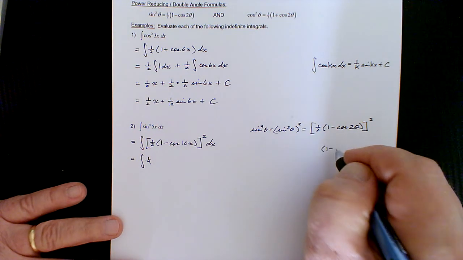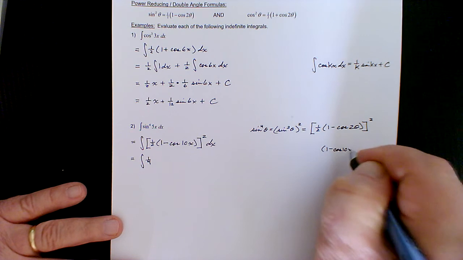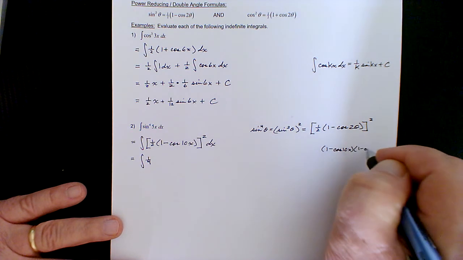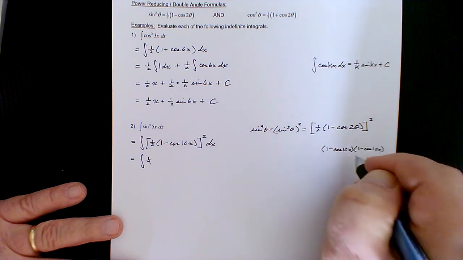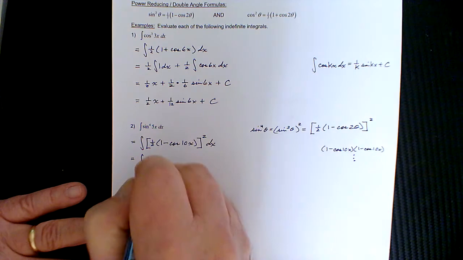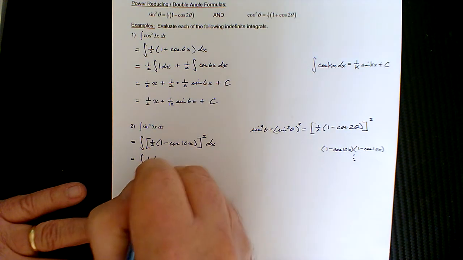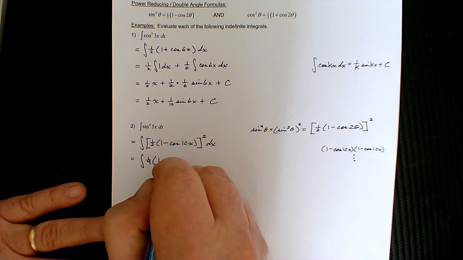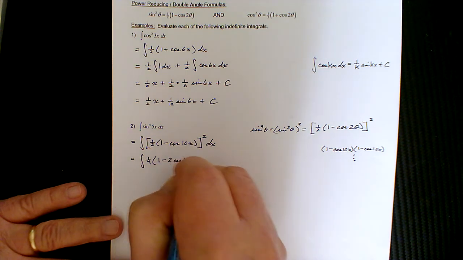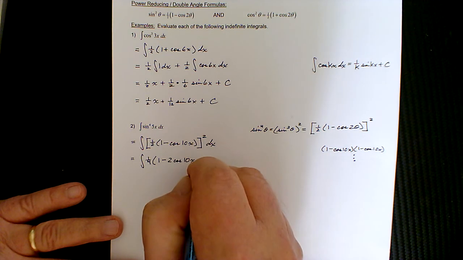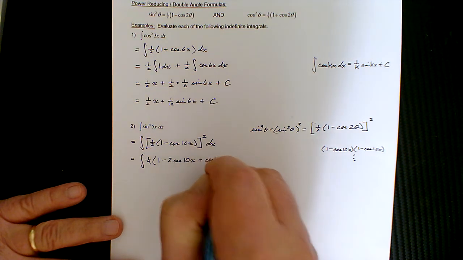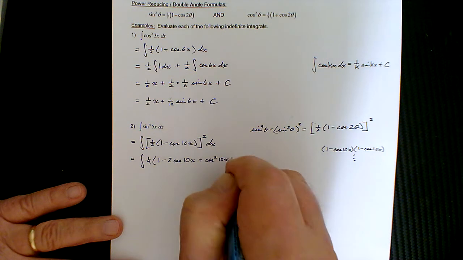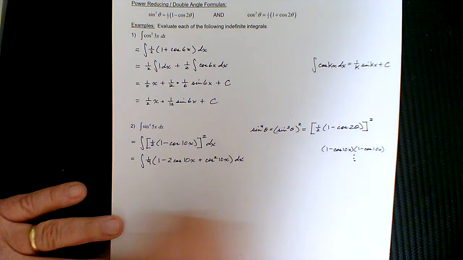So if you have to go off to the side, 1 minus cosine of 10x times itself, and FOIL it out. But squaring a binomial, shortcut method, square the first, 1 squared is 1, twice the product, 2 times 1 times negative cosine 10x, negative 2 cosine 10x, and then square the second, squaring negative cosine 10x, we get positive cosine squared of 10x.